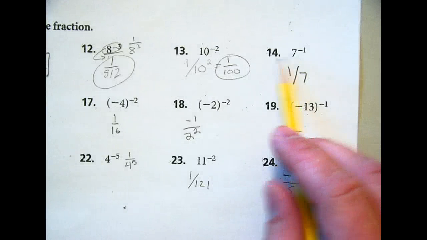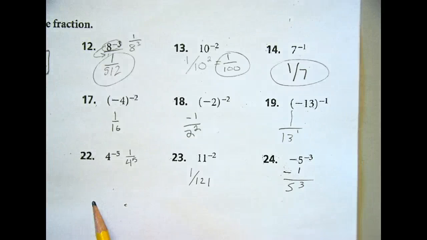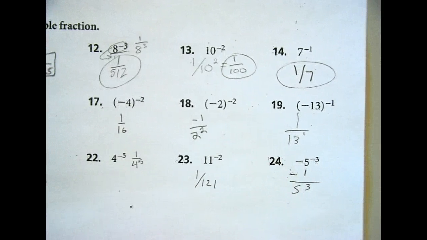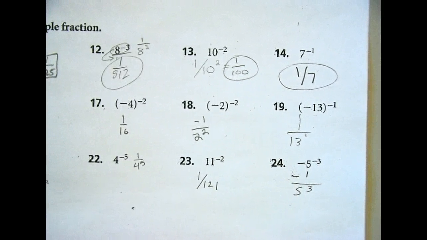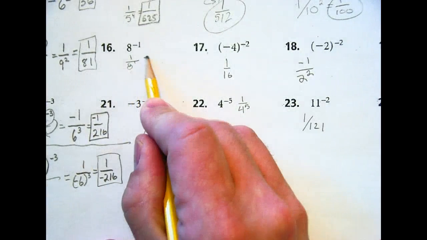And 14, or 7 to the negative first, is 1 over 7 to the first, 1 over 7. Good, how many got the whole top row correct? Well done. Okay, second row, 1 over 8 to the first. Good job, or 1 over 8.